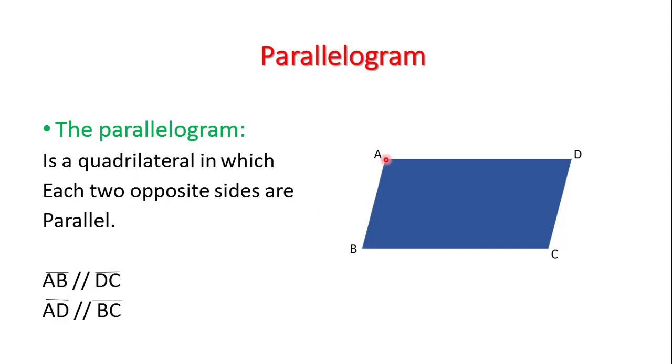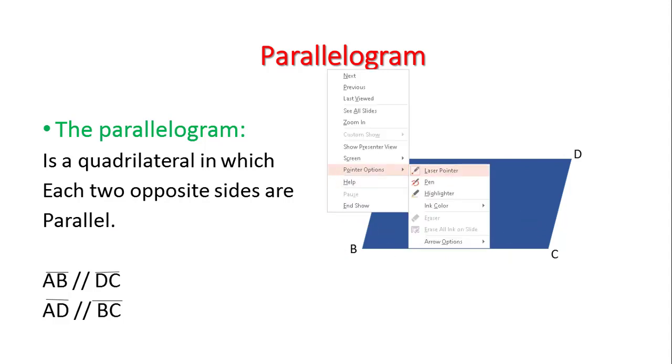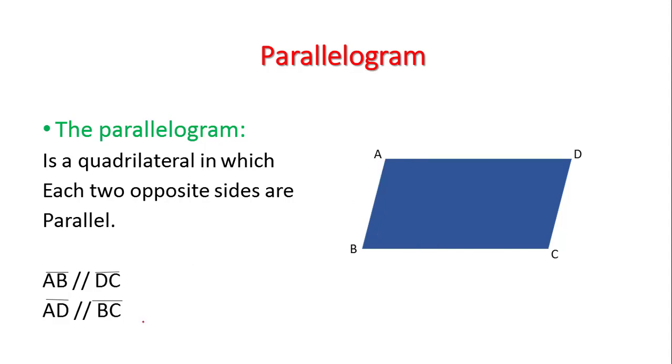Here, for example, we have a parallelogram ABCD. In this case, we said each two opposite sides are parallel. It means the side AD is parallel to the side BC, and also the side AB is parallel to the side DC. So each two opposite sides are parallel.